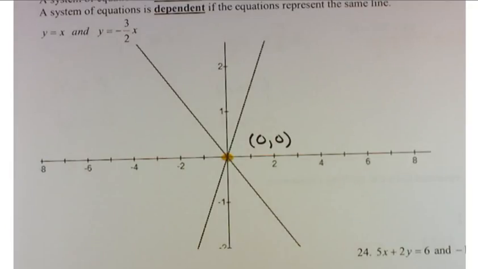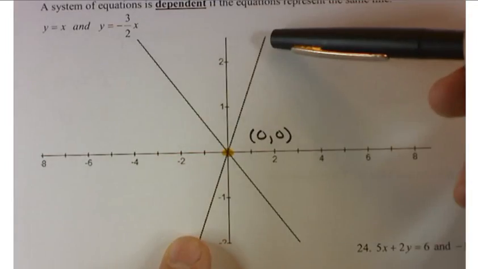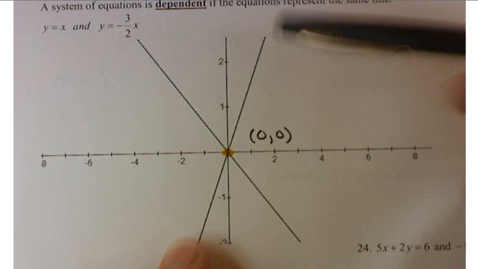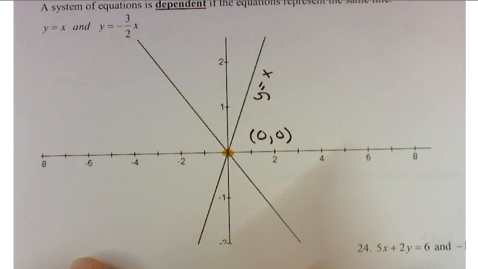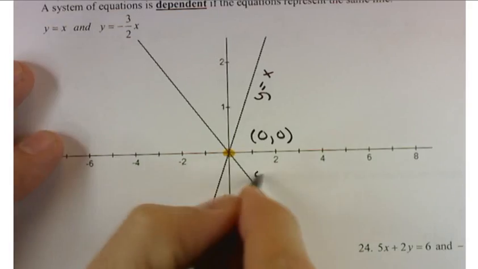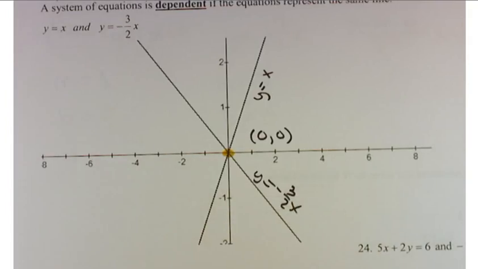There's your solution. By the way, which graph is which? Which graph is this one? Has to be y equals x, right? Because it has a positive slope. As you move from left to right, it's increasing. And the other one, by process of elimination, is y equals negative 3/2 x. But again, you should see that as you move from left to right, the line is decreasing.